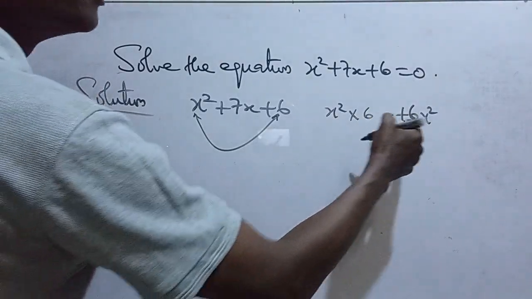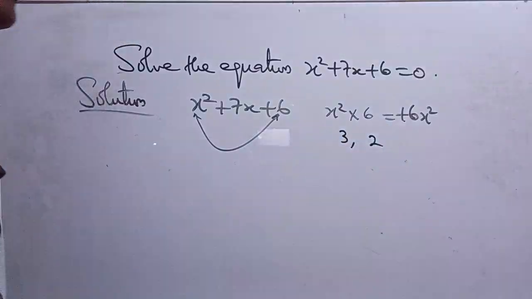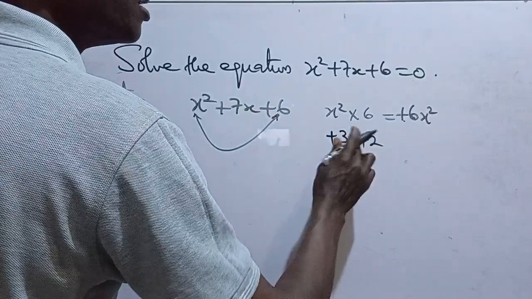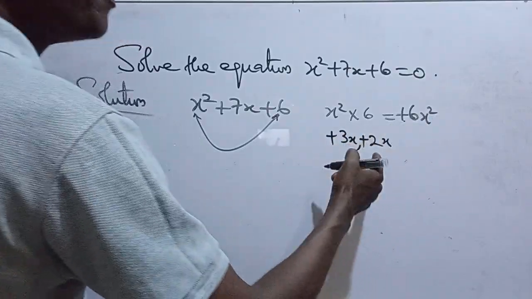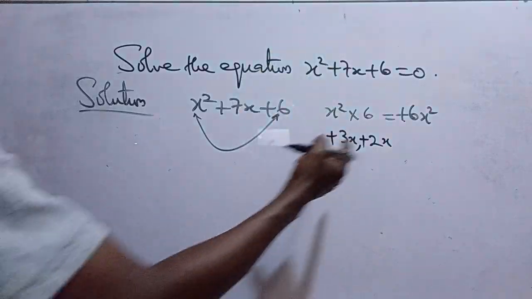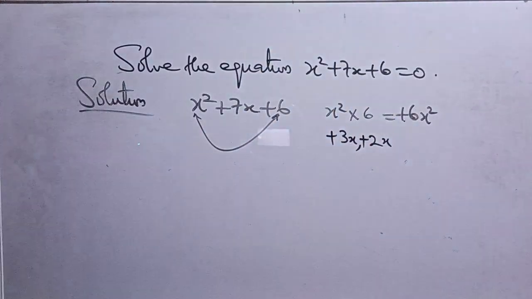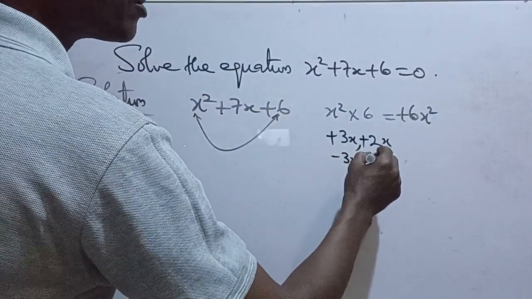How? Okay, let's start. 6 will be what? 3 and 2. Okay, now since we are talking about plus, it will be plus 3 plus 2. And for x squared, we have x here, x here. So that means we need plus 3x plus 2x, so that when you multiply back, you get plus 6x squared. We also need minus 3x minus 2x.